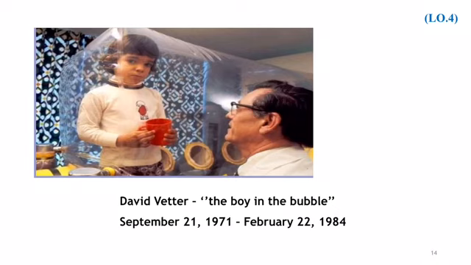Everyone has heard of David Vetter, The Boy in the Bubble, the boy who lived in a plastic bubble house because he had this kind of immunodeficiency disease. He lived from 1971 till 1984.